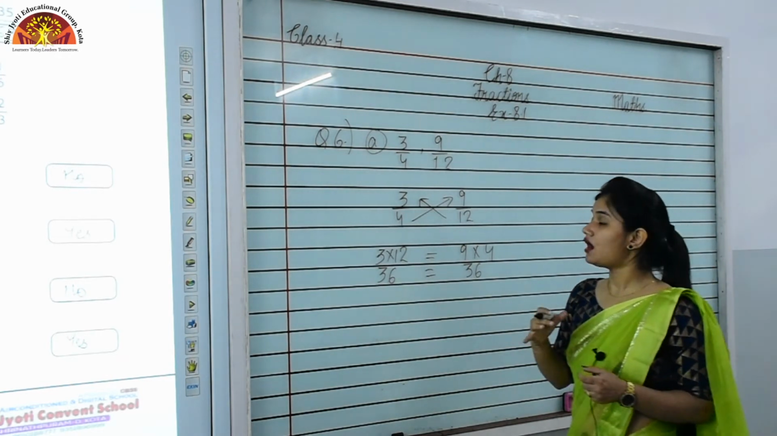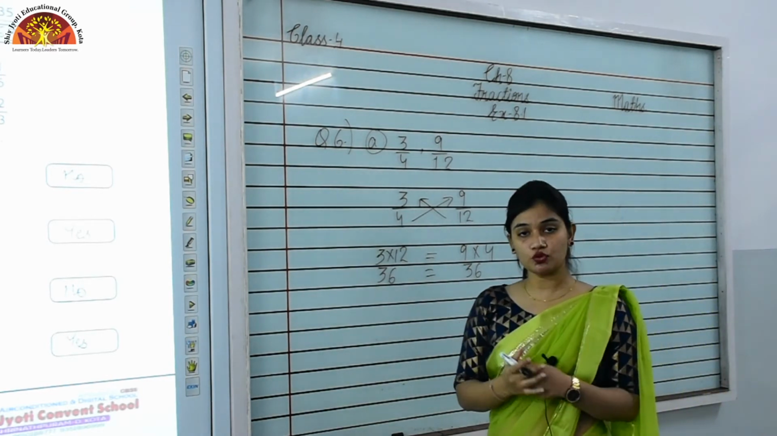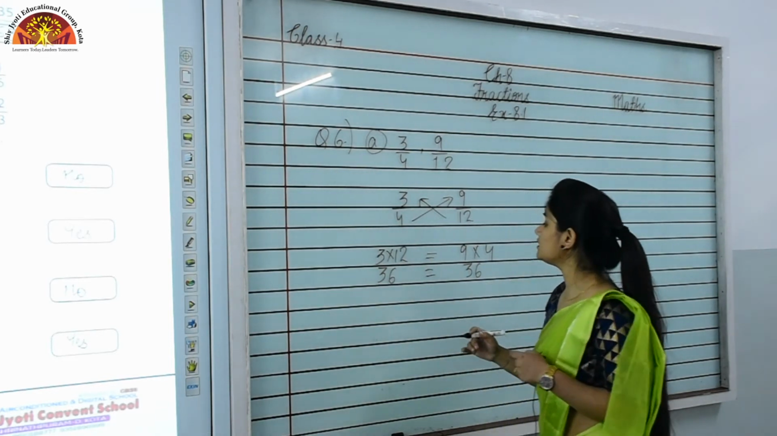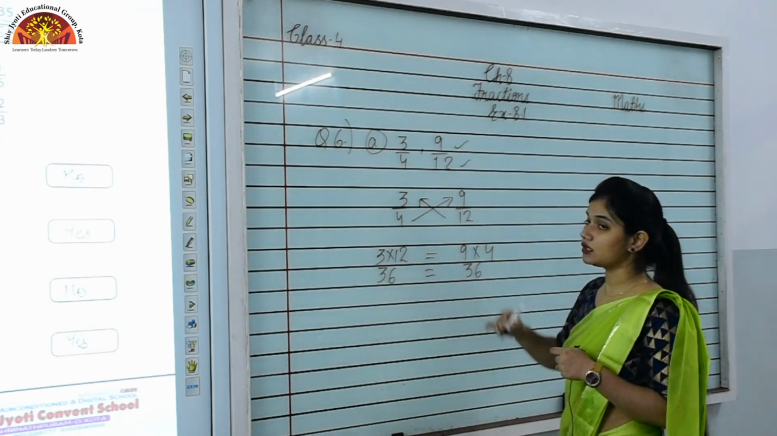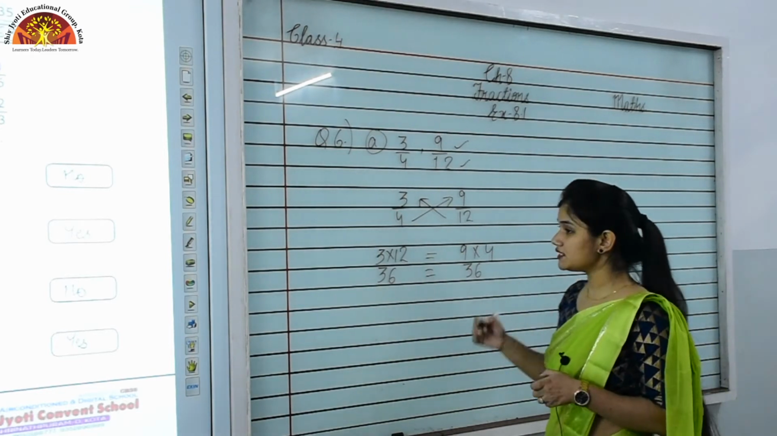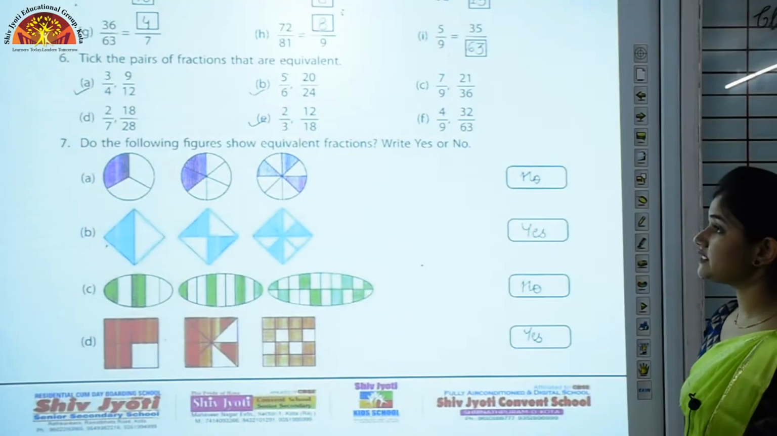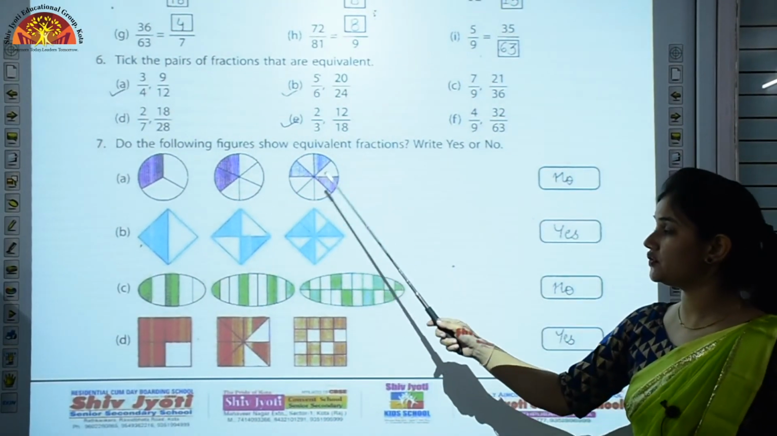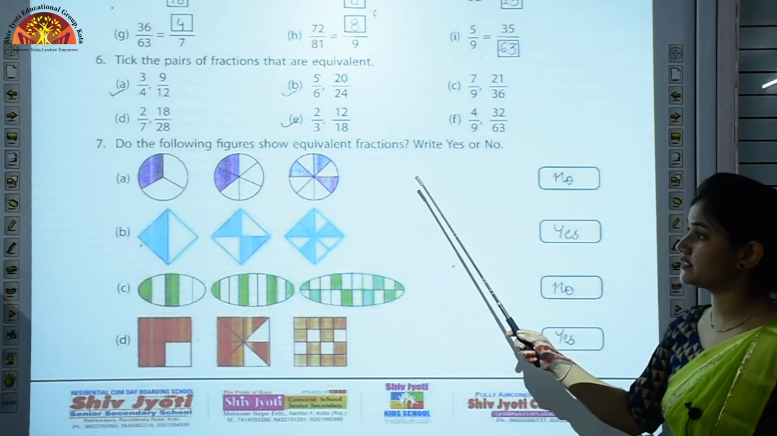Okay students, how can you check the equivalency of two fractions? You have to cross multiply and then you can see whether the fractions are equivalent or not. Okay students, so now you can do the rest of the parts also. Now we will see the next question. Question number 7, do the following figures show equivalent fractions?